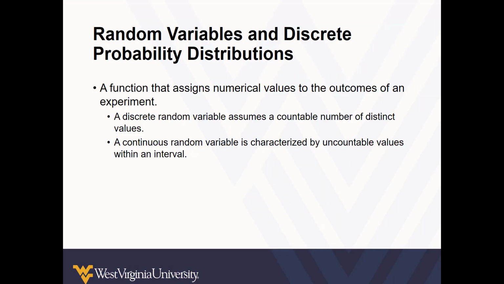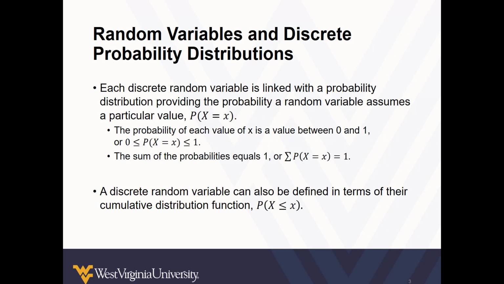Random variables summarize outcomes of an experiment with numerical values. They can be discrete, or a count, or continuous, where all values in an interval are fair game. All discrete random variables are associated with a probability distribution that provides the probability that the random variable x assumes a specific value, which is illustrated by a lowercase x.